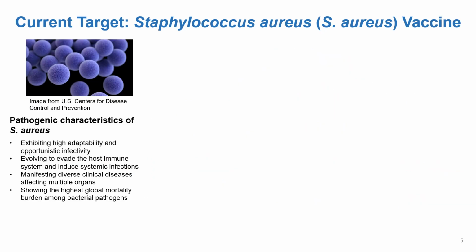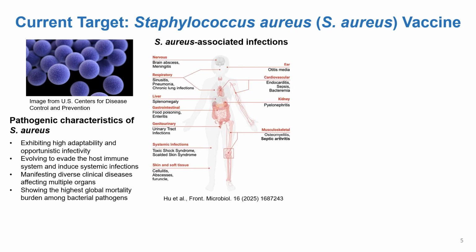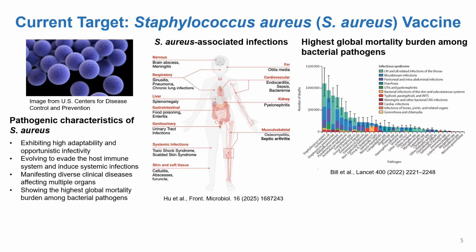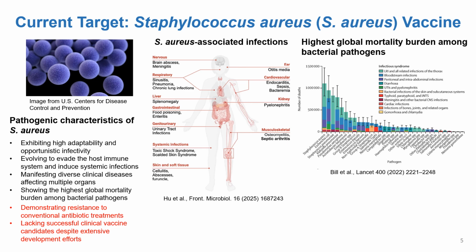Currently, I'm targeting Staphylococcus aureus infections. Staphylococcus aureus is a highly adaptable, opportunistic pathogen that evades the host immune system and causes systemic infections across various organ systems. It is one of the most lethal bacterial pathogens. Furthermore, its antibiotic resistance is a critical global issue.